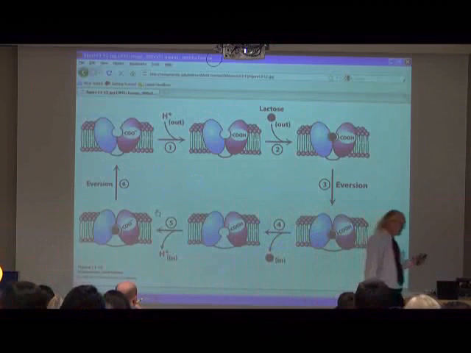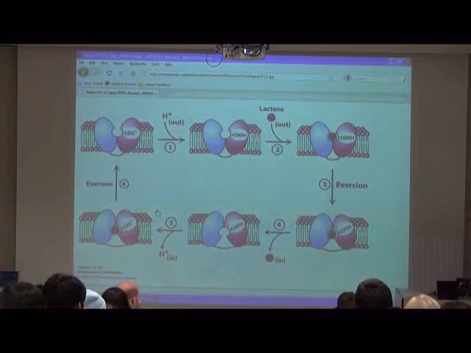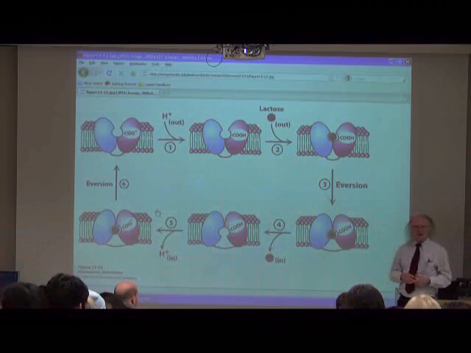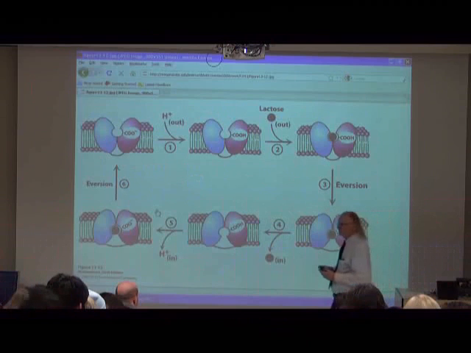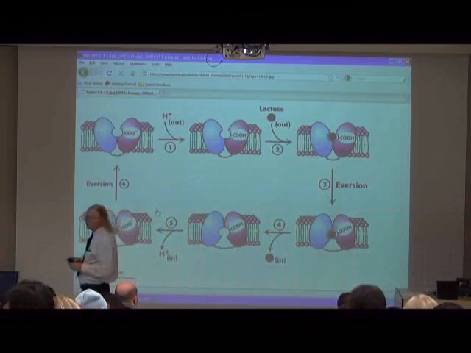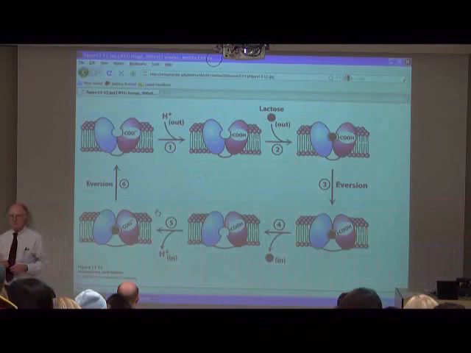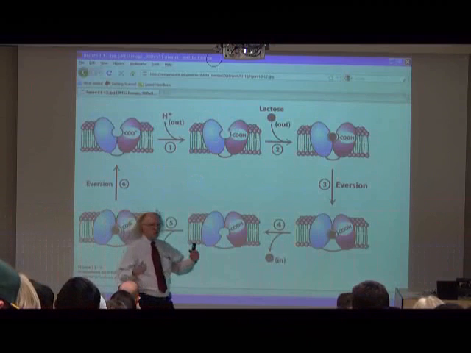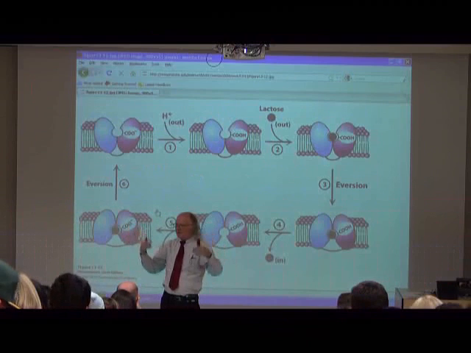Now, this mechanism is moving lactose against a concentration gradient. There's more lactose in the cell than there is out of the cell, but the cell is still trying to bring more in. What is our energy source in this case then? Protons are the energy source. And how does this system work then? If you think about it, why should protons be doing this? Why do protons want to come into the cell? They're coming in because there's more protons outside the cell than there is inside the cell.